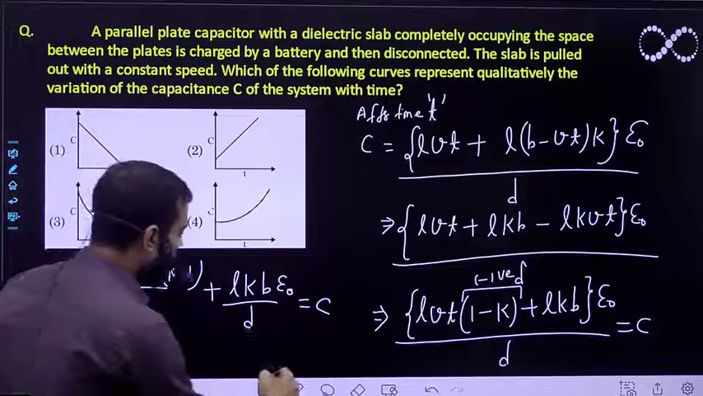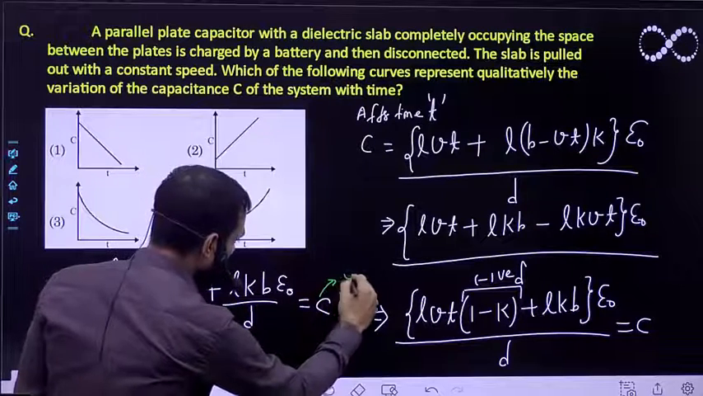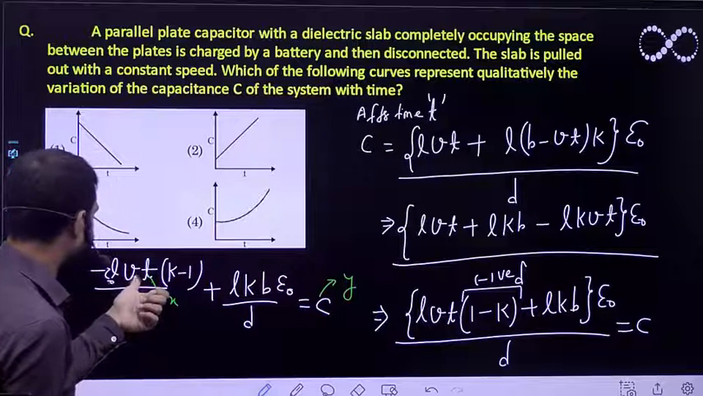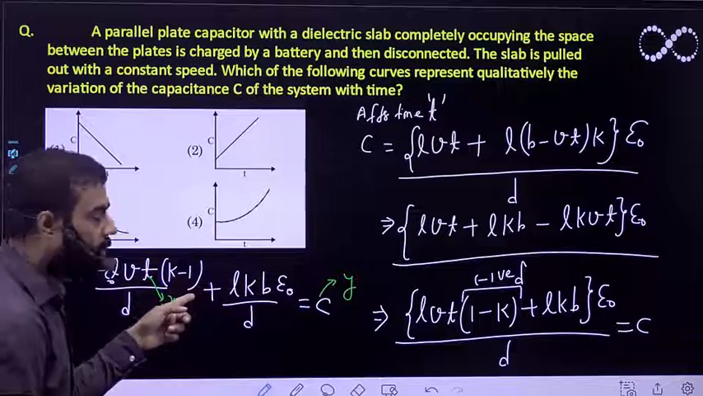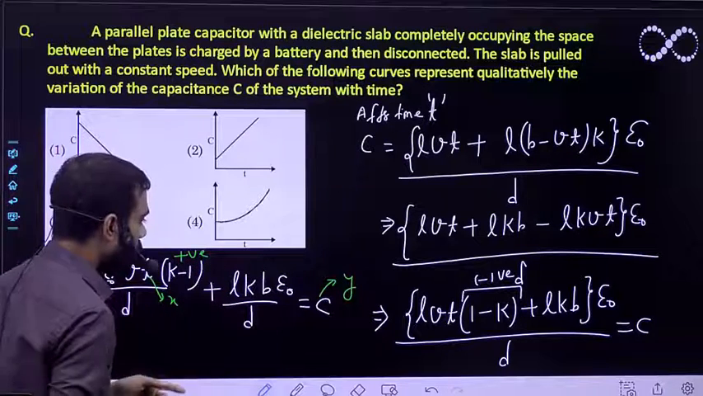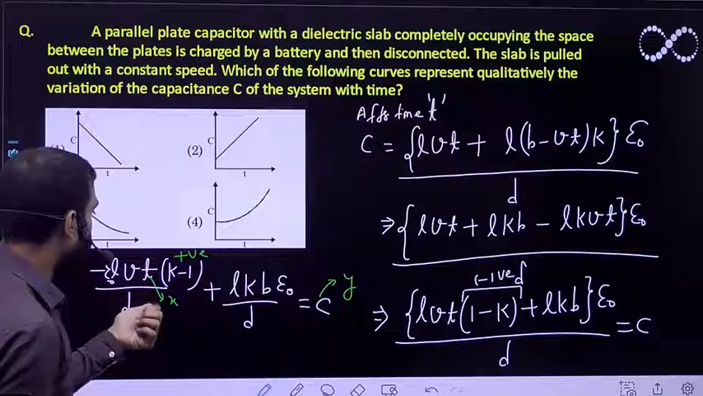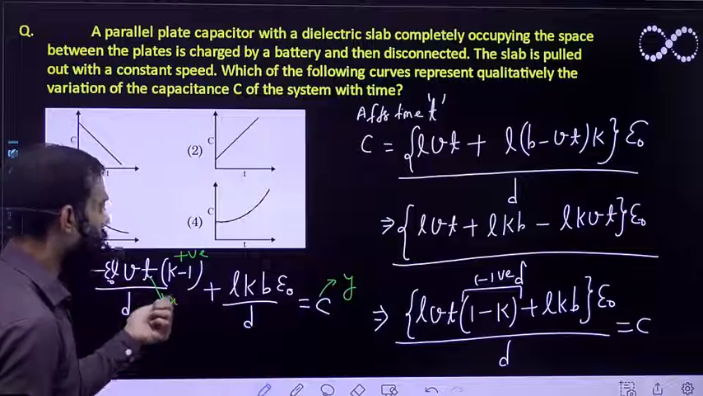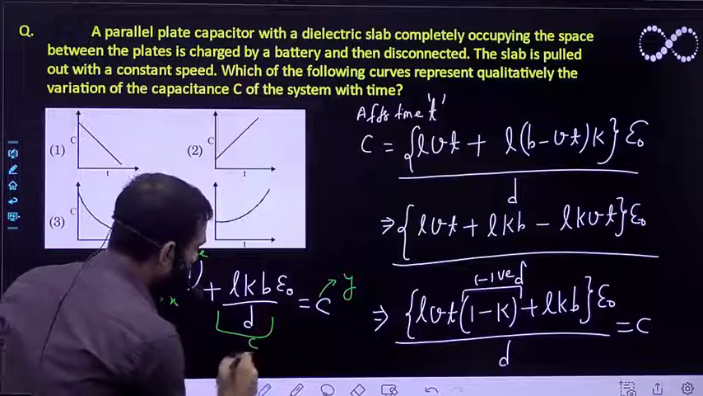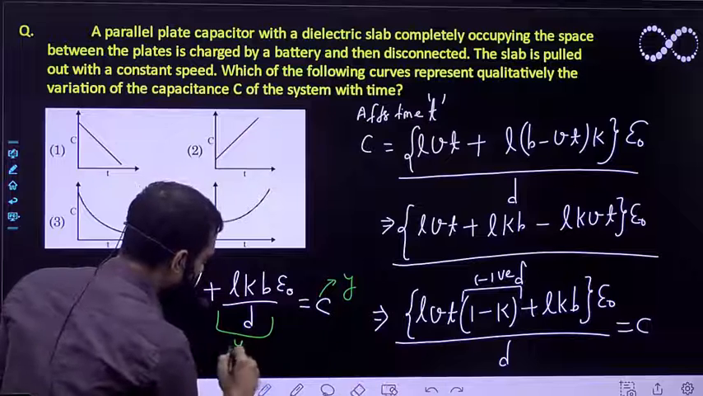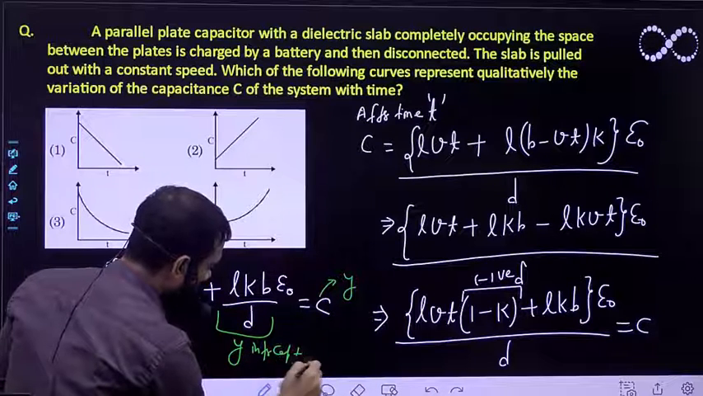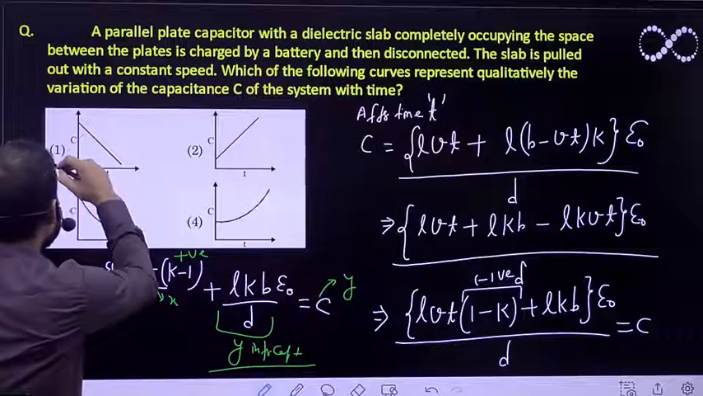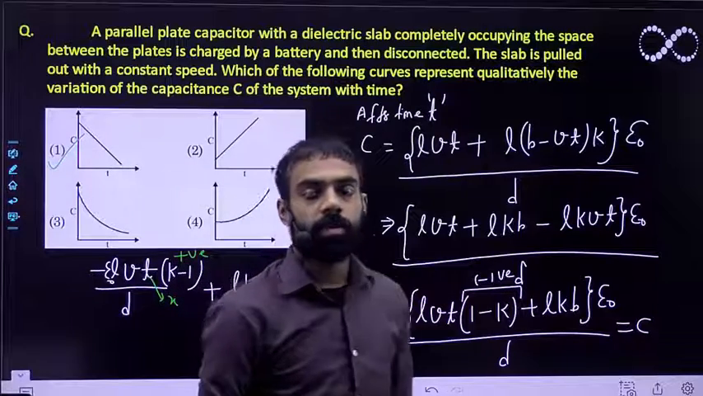So now you can compare: this will behave like y, and this is behaving like x. So y is equal to mx plus c. K minus 1 will be positive because the dielectric constant is greater than 1. So here you can easily see the slope is negative, and this is a linear curve, a straight line, y is equal to mx plus c. This will behave like c, that is the y intercept. So since this is a straight line graph and the slope is negative, option 1 will be correct. Okay students, I hope you understood this question.